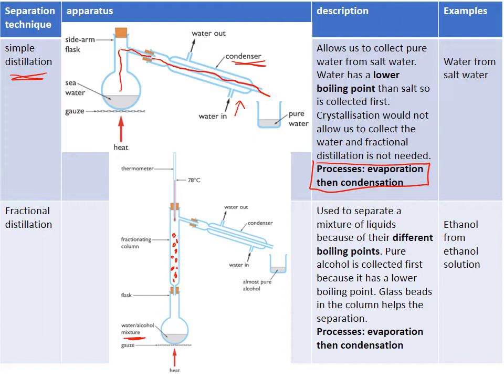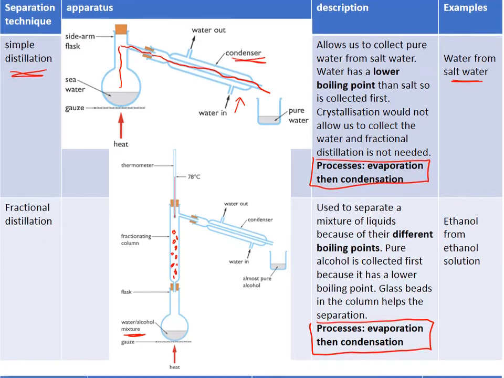So you can use fractional distillation for salt water at the top, but it's a bit of an overkill. You don't really need to use it, but the fractionating column is important for separating two miscible liquids. So here the exact same principle applies, and you have the processes of evaporation and condensation. Now for your exam, you'll need to know how to draw and label the apparatus, so ensure that you know.